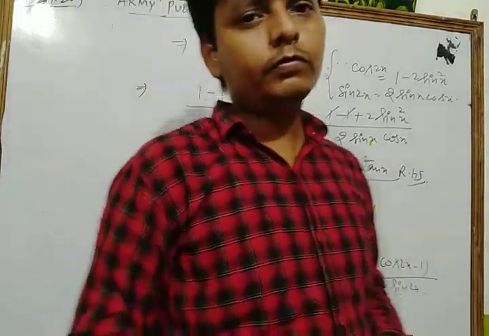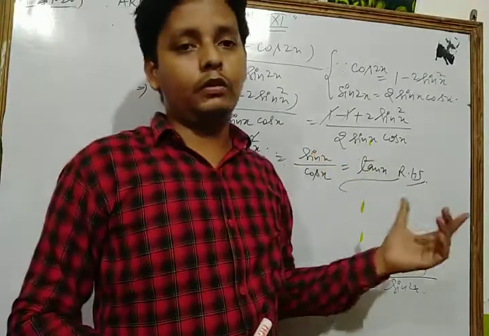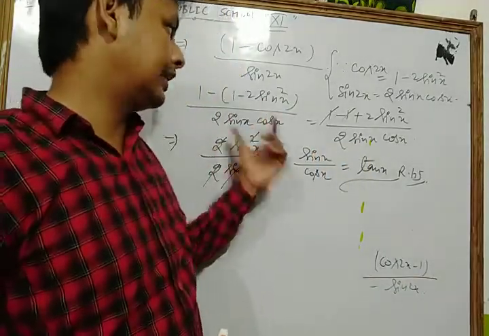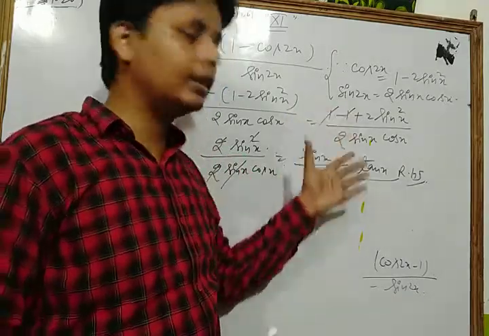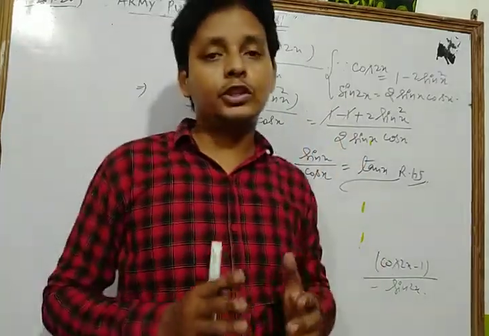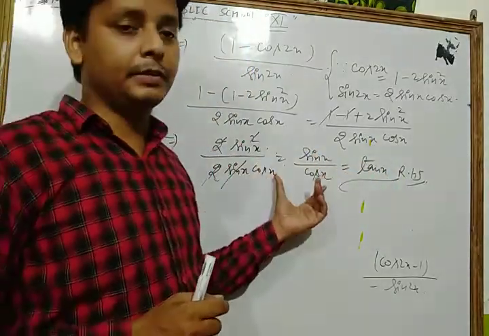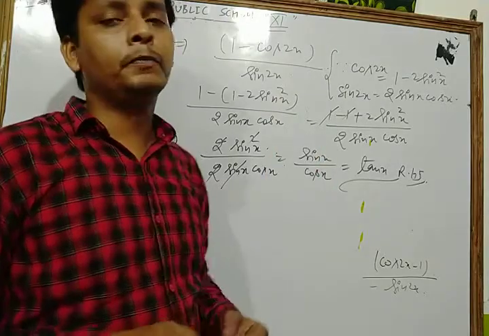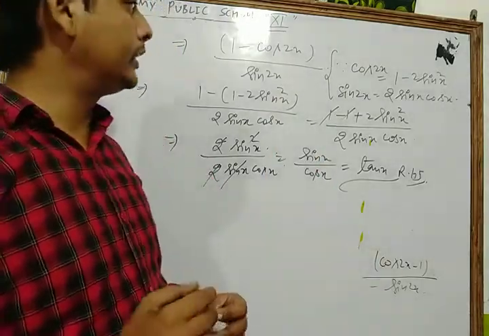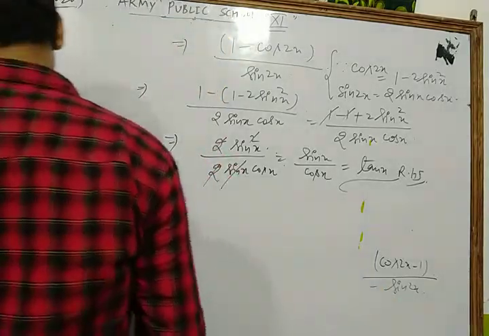So dear students, you can solve all the questions based on the identities of sin 2x, cos 2x or tan 2x in this way. First you learn all the formulas for this chapter, after that you can solve all the questions of your NCERT exercise based on those identities. Now we take some other questions based on the same identities.